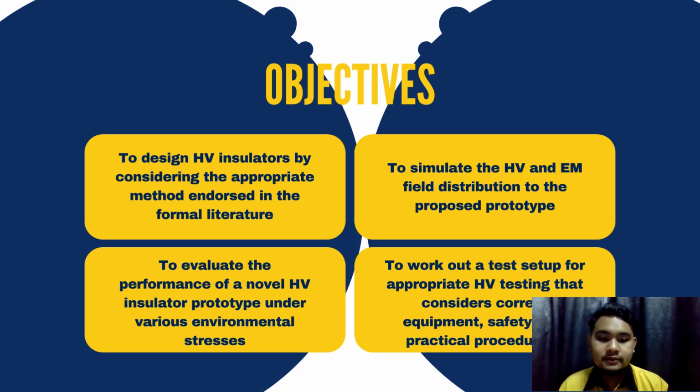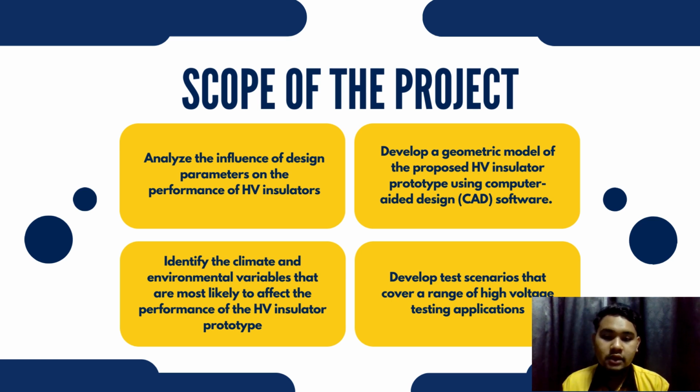The scope of the project is first to analyze the influence of design parameter on the performance of HV insulator. Next is to develop a geometric model of the proposed HV insulator prototype using computer-aided design (CAD) software. Next, identify the climate and environmental variables that are most likely to affect the performance of the HV insulator prototype. Lastly, to develop test scenarios that cover a range of high voltage testing applications.